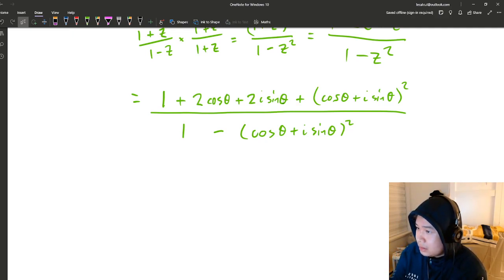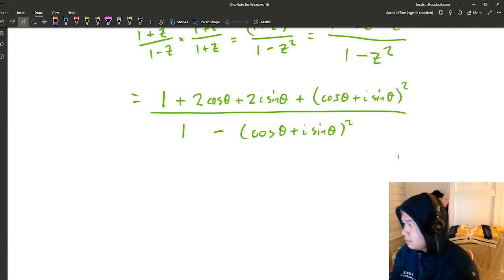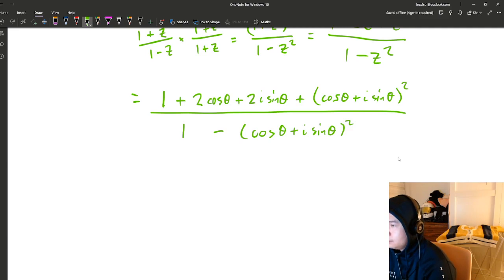Okay. Then we should expand these squares. So what is that? That's cosine 2 theta plus 2i sine theta cosine theta, and then what? Minus sine squared theta?